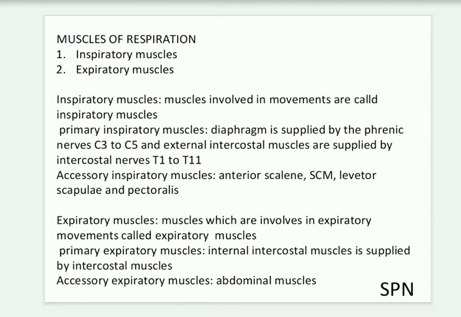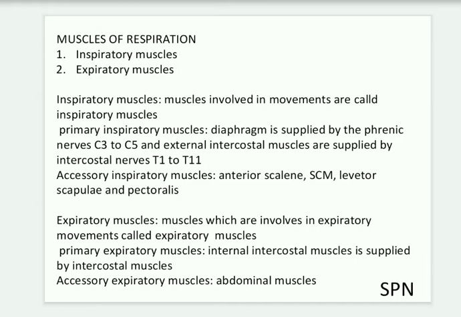inspiratory muscles. The primary inspiratory muscles are the diaphragm, which is supplied by the phrenic nerves C3 to C5, and the external intercostal muscles, supplied by the intercostal nerves T1 to T11. Next, the accessory inspiratory muscles are anterior scalene, sternocleidomastoid, levator scapulae and pectoralis.